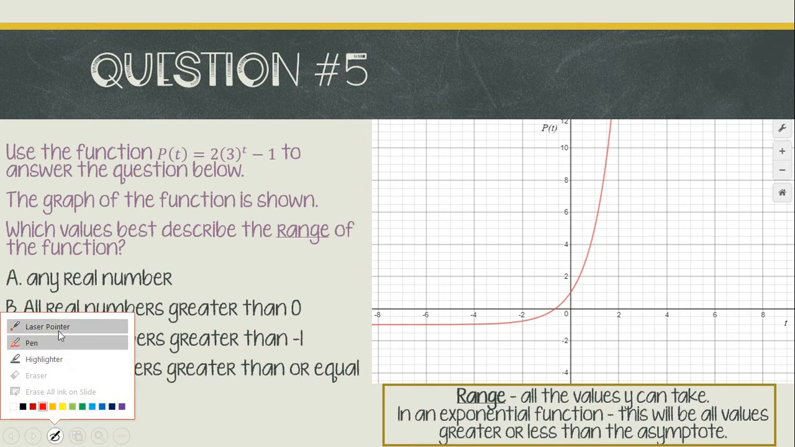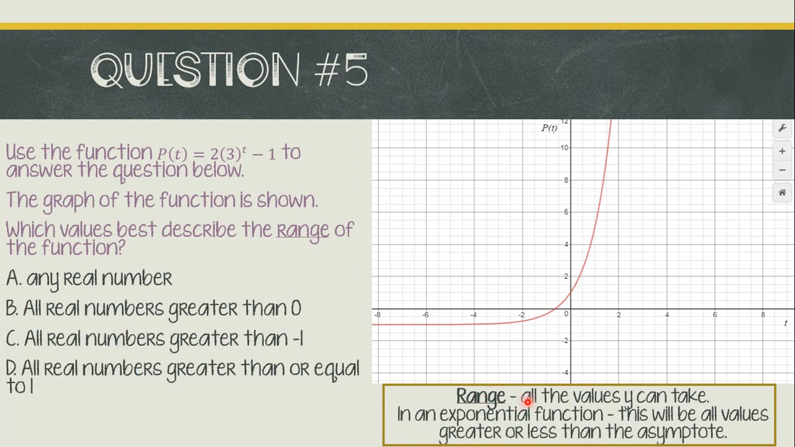Bring up my pointer here for a second. So the range is all the values that the y's can take. So here's my y-axis. We've labeled it p of t because that's the name of my function, but those are just the values of my y's. In an exponential function, remember that these are going to be all the values that are greater or less than the asymptote. So if I take a look at my function, I notice here that as my x values are decreasing, my function is approaching this line right here.